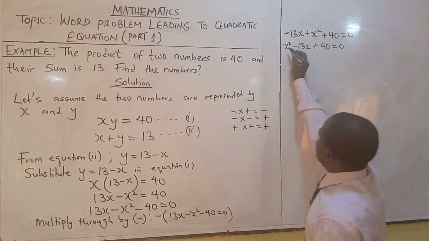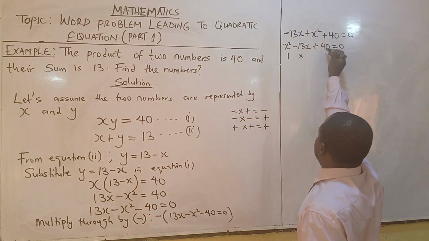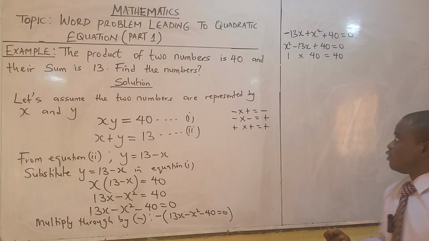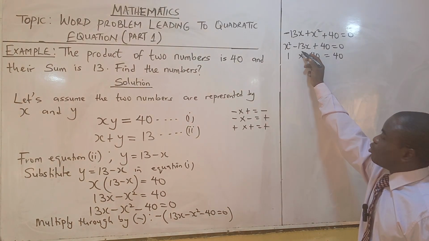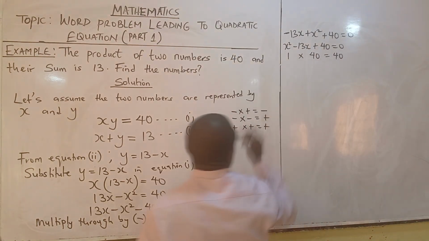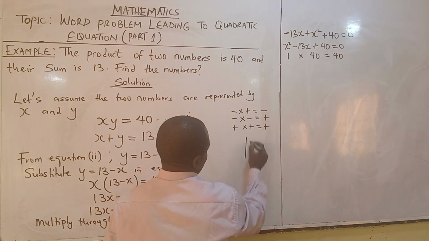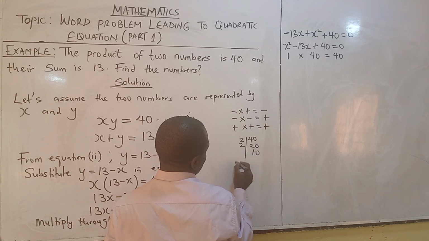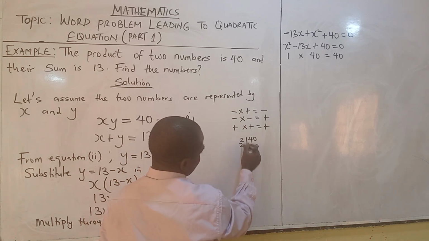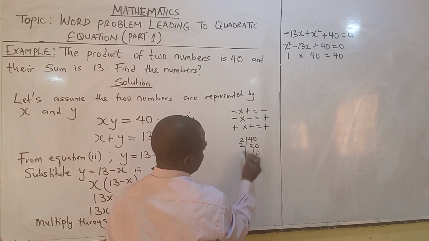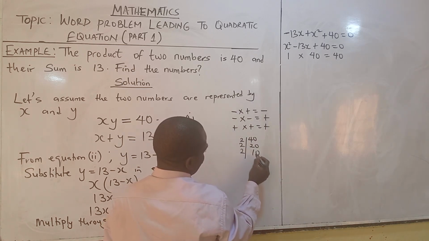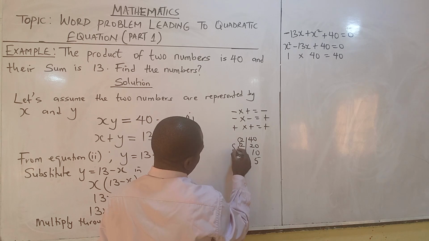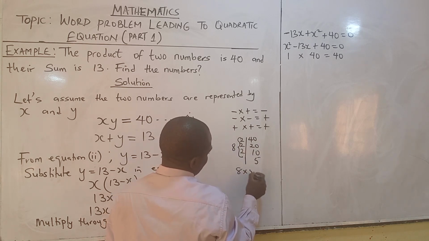Now let's multiply the coefficient of x squared, which is 1, by 40, which equals 40. Now let's think of two numbers that when we multiply together give us 40, and when we add together give us minus 13, so that we can replace minus 13x with those two numbers. Let's start: 2 in 40 is 20, 2 in 20 is 10. If you multiply 4 times 10, that gives us 40, but when you add them together, it will not give us 13. Let's continue: 2 in 10 is 5. 2 times 2 is 4, 4 times 2 is 8, and 8 times 5 gives us 40.